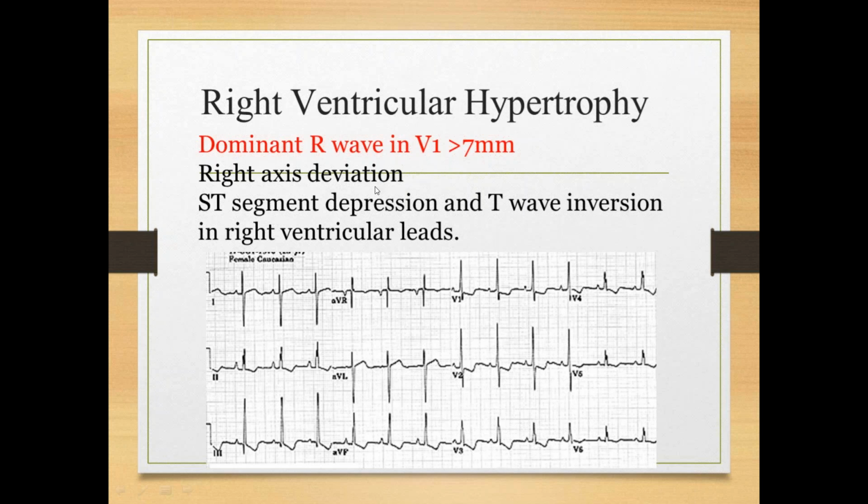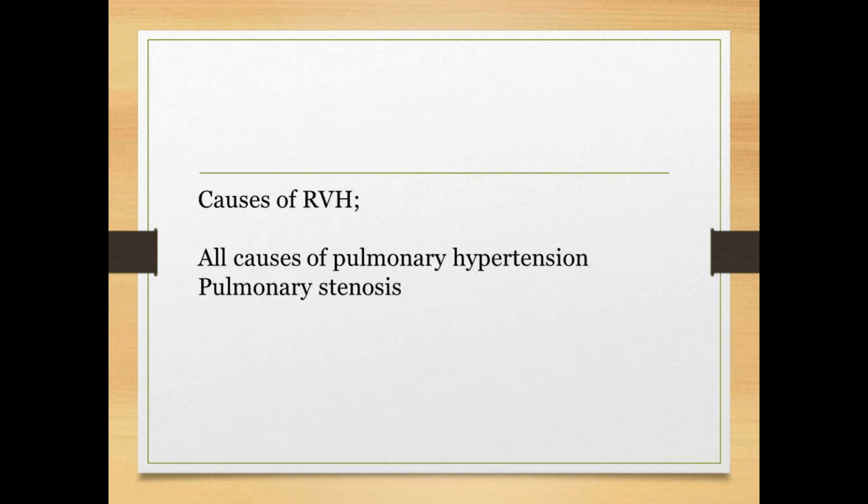Along with that, you can find right axis deviation. There can be ST segment depression and T wave inversions in the right ventricular leads. These are the right ventricular leads, V1, V2. You can see ST depression and T wave inversions here, and right axis deviation, where lead 1 and AVF point towards each other. All this you can get along with right ventricular hypertrophy, but mainly you must calculate the QRS complex: dominant R wave in V1 of more than 7 millimeters. Causes of RVH are pulmonary hypertension and pulmonary stenosis.